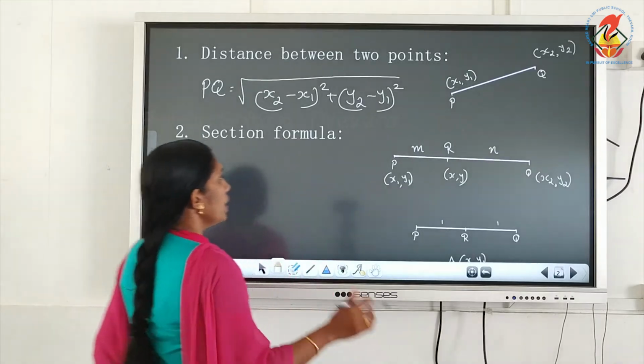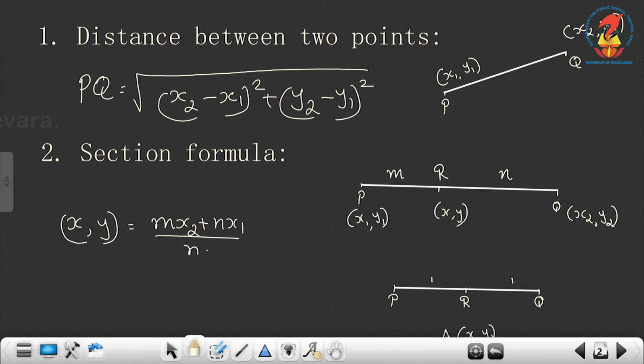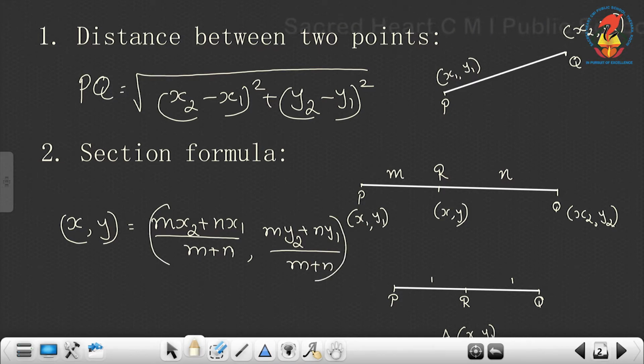So the coordinates of R (x, y) are equal to (m into x2 plus n into x1) by (m plus n). This is the x coordinate. Now y coordinate is (m y2 plus n y1) by (m plus n). These are the coordinates of R.